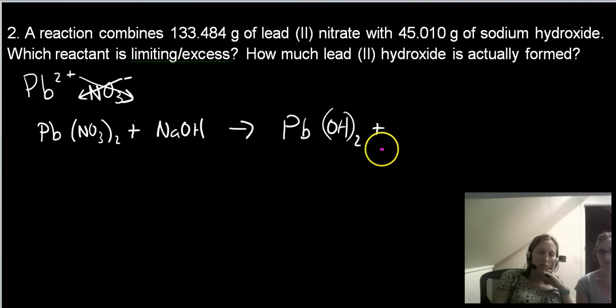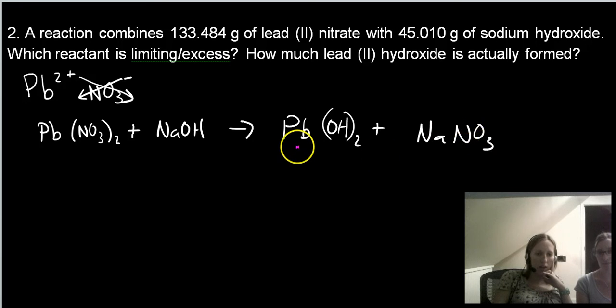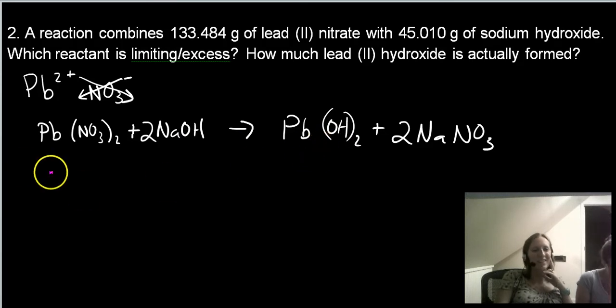So what's left? The sodium and the nitrate. Okay. And balancey balance. We need a couple of nitrates. We need a couple of sodiums. And we have a couple of hydroxides. That's beautiful. Now you have a balanced equation, which means you can start the problem. All right. This is a limiting reactant problem, which means you get to do twice as much work starting now.